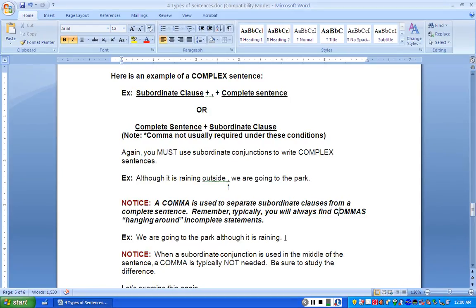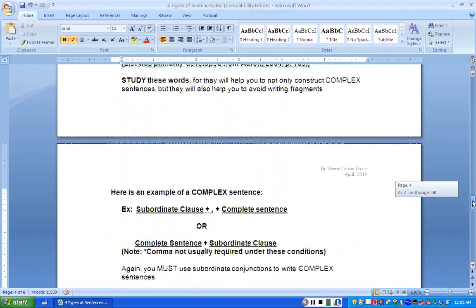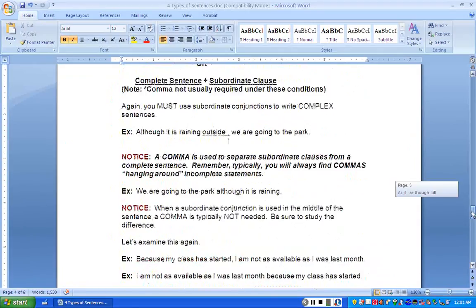Now, here's the tricky part, so don't get frustrated when I introduce this to you. Here's the difference. If I put the subordinate conjunction, remember my subordinate conjunctions are these words, if I use any of these words not at the beginning of the sentence, but in the middle of the sentence, guess what? My comma goes away. It's not needed.